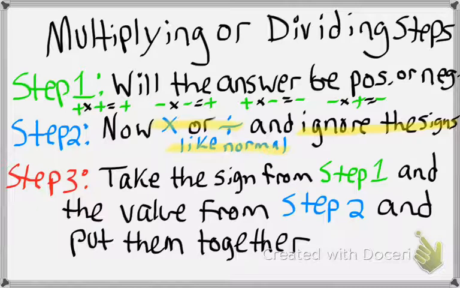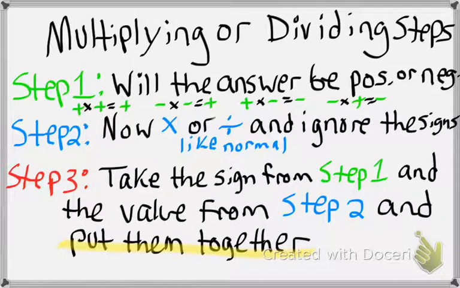Just multiply or divide like you would normally do. That's step two. You don't need the negatives. You already know if the answer is going to be positive or negative, so do not even look at the negative signs. Now, step three, our final step. You're going to take the sign from step one, and you're going to take the value from step two, and you're going to put them together.